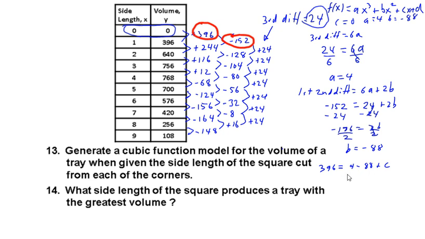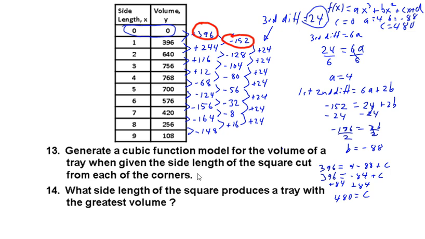So we have 4 minus 88 on the right side. I'm going to bring down this 396. 4 minus 88 is going to be negative 84 plus c. If we add 84, we should get 396 plus 84. That's going to be 480 is equal to c. So I'm going to put up here c is equal to 480.